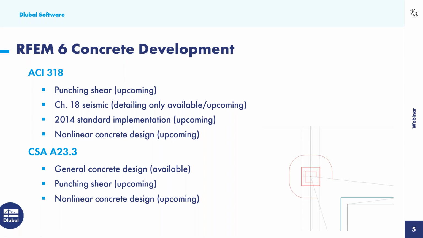RFEM 6 was completely rewritten in an updated programming language, so we initially started off with the most recent standard, the 2019. We'll go ahead and add in the older version as well. And nonlinear concrete design is also in development. This can actually consider the true cracked cross-sectional properties for members and surfaces for that nonlinear design. CSA A23.3: everything that you saw today is also available for the Canadian standards. It's an identical workflow; we're just doing the design according to the CSA. The punching shear should also be available soon according to the Canadian standards, and nonlinear concrete design as well. So these are just some developments in the near future. Of course, we have longer term developments as well that are just a little bit further off.